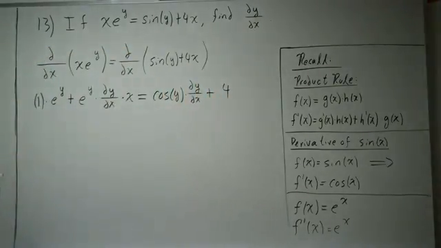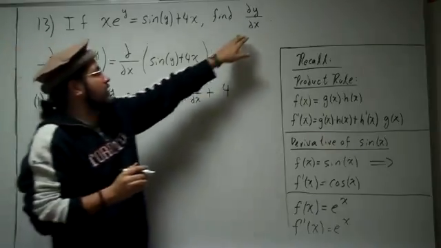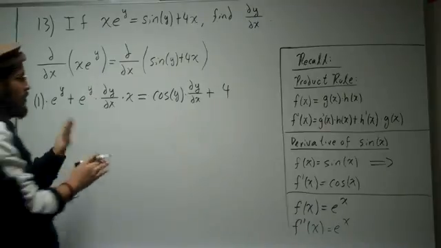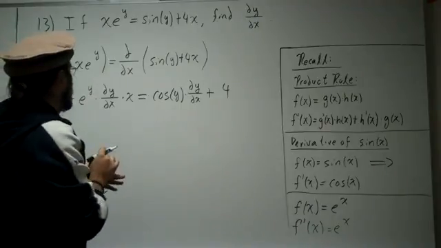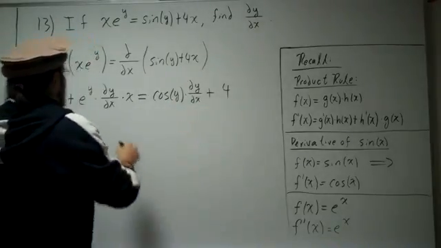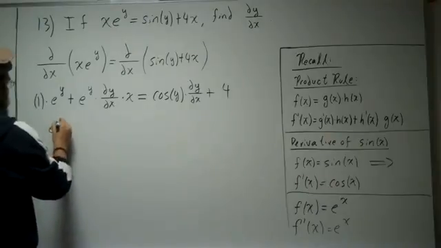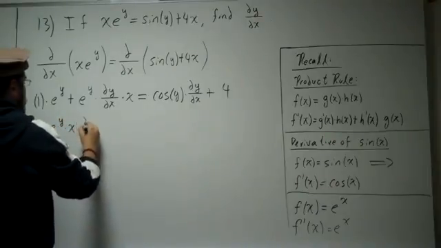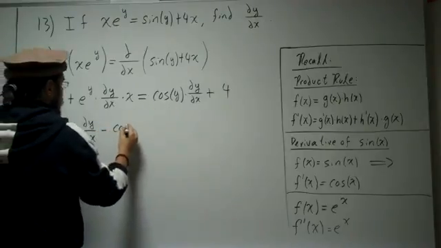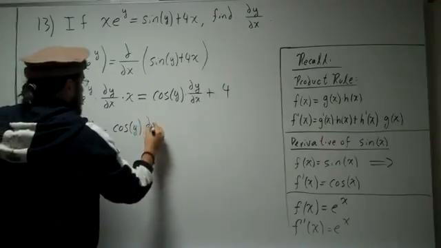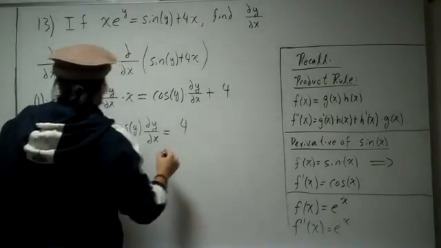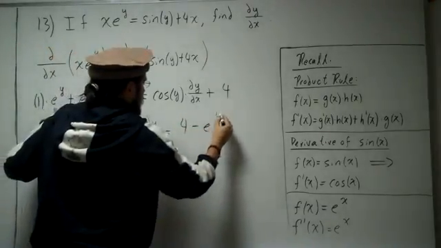Now we're going to solve for dy/dx, because we need to find dy/dx. So I'm going to move everything that has dy/dx to one side. We can move this over here, and we can move this e to the y to the other side. So I'm going to have e to the y times x dy/dx minus cosine y dy/dx. That's equal to 4 minus e to the y.